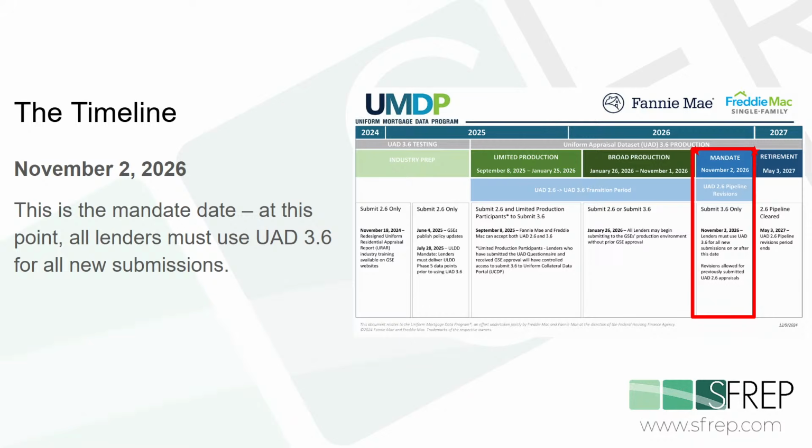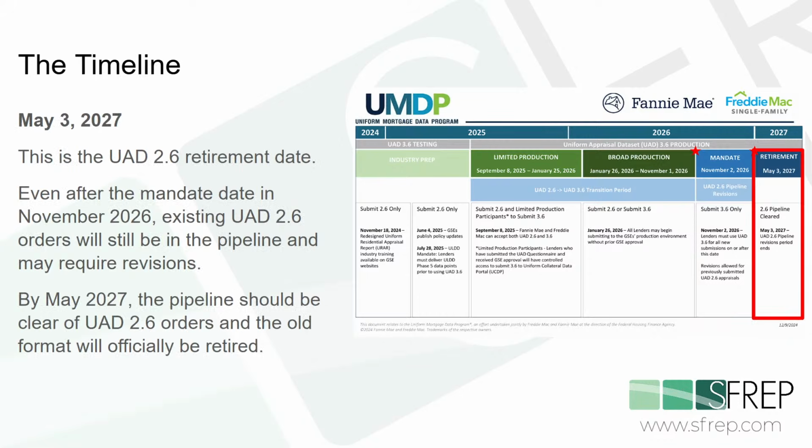There is one more date that nobody ever talks about, and that's the retirement date of May 3rd, 2027. That is basically the date where the pipeline will be cleared of all UAD 2.6. So remember, they're going to be issuing 2.6 reports up until November 2nd. Then it's going to be going through the process of getting processed, of loans getting issued, of revisions needing to be done. All of that should be cleared out of the system by May 3rd. I would think it would be much sooner than that, but they're giving until May 3rd for all of that stuff to get cleared out. And from that point forward, it is UAD 3.6 all the way.